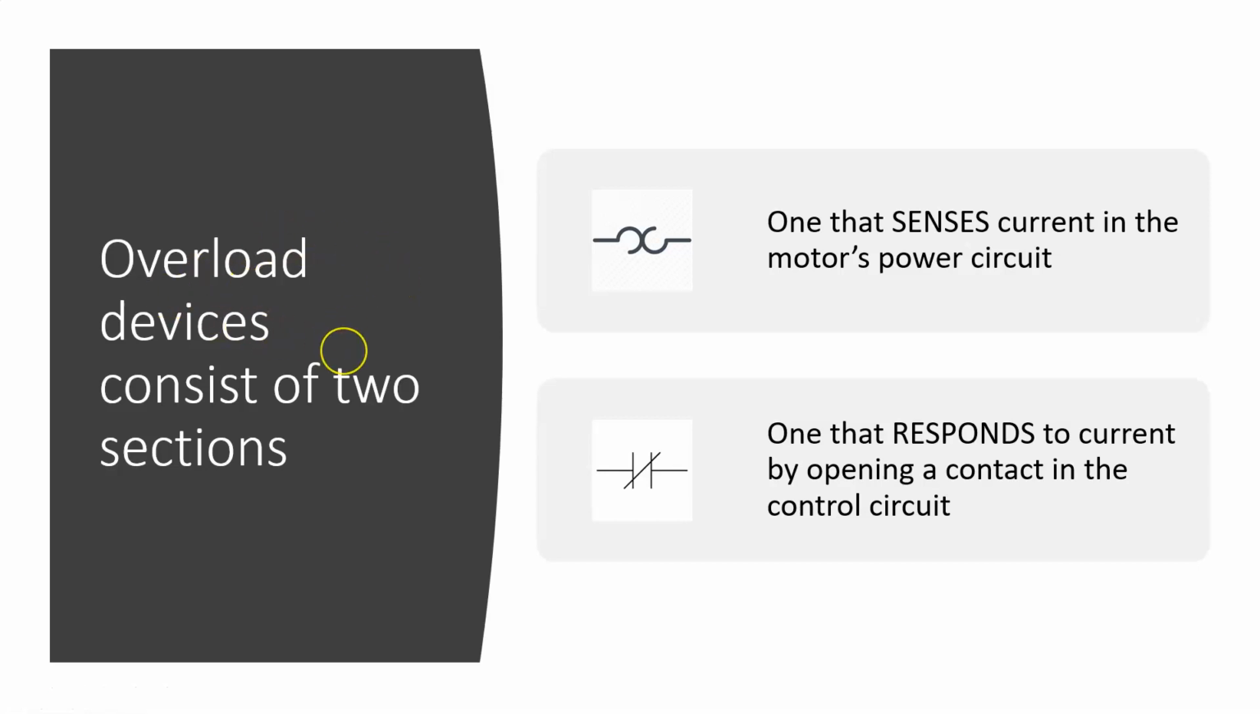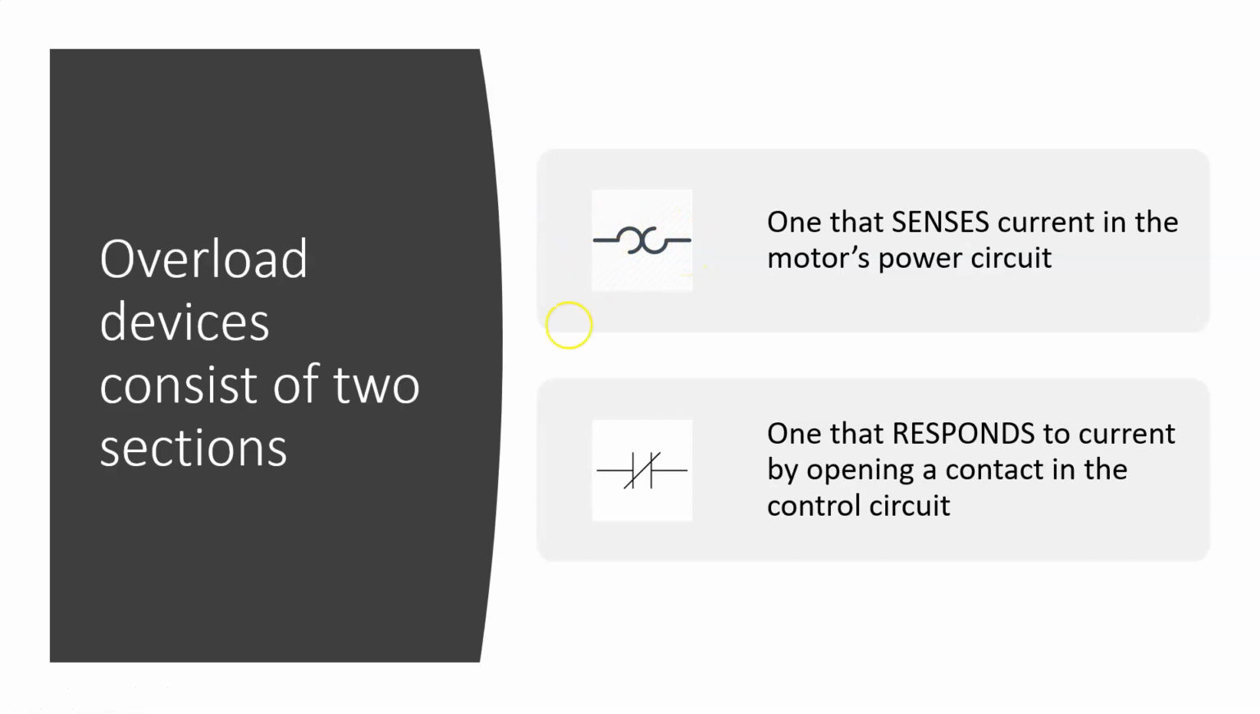Okay, overload devices consist of two different sections. We have a sensing device, which is actually seeing that full load amp current. It senses how much current is being drawn through those conductors to the motor. The other one is a responding device that's signaled from the sensing device. This one is in your control circuit, and if it opens up, it kills the current going to your coil. Thus your armature opens up and your contacts open up, killing the current going to your motor, so stopping your motor.